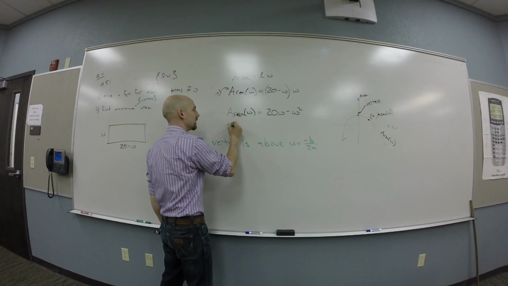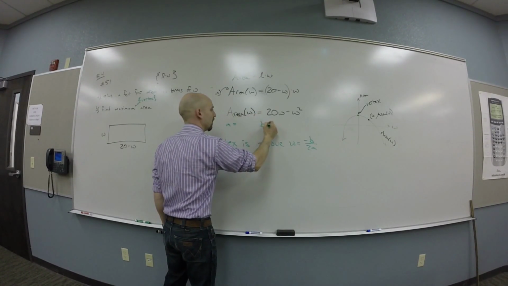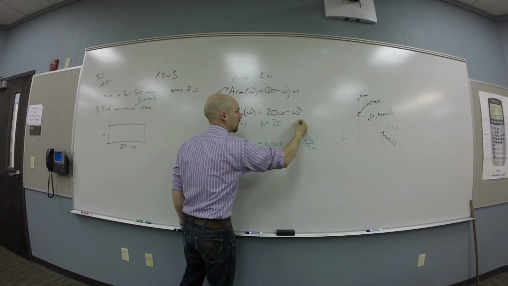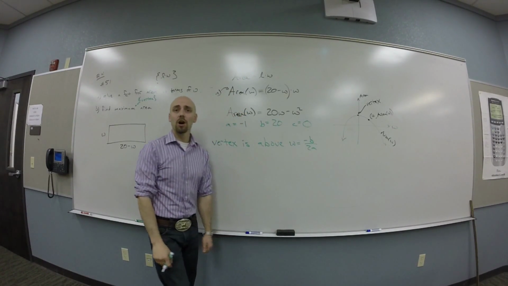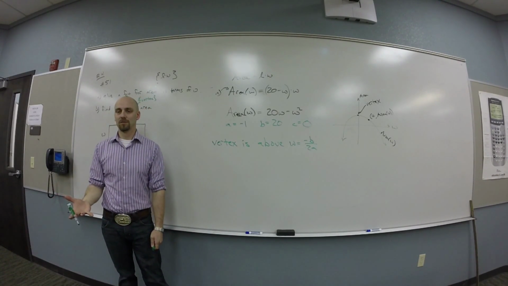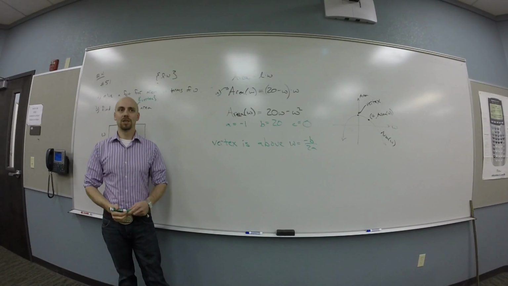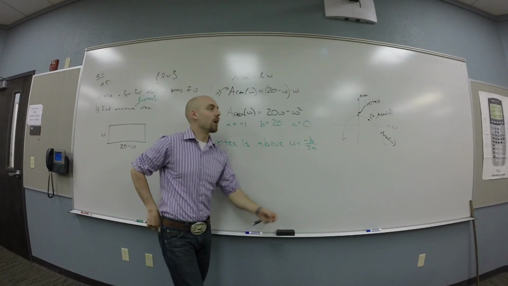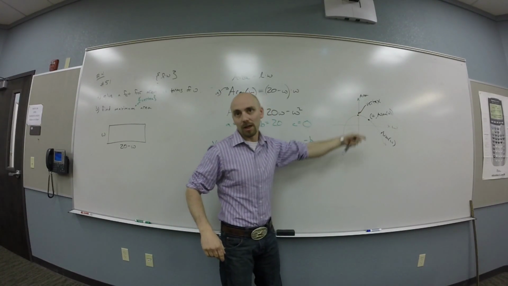And what are the a, b, and c for this guy? -1, 20, and 0. C is 0, and also I don't care about c, right? You guys see that? It's not in my formula for vertex. Really, I don't care about it. That's me not caring where this w axis lies.